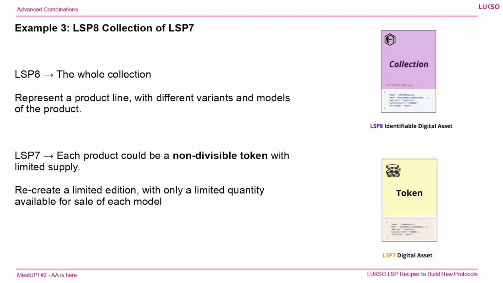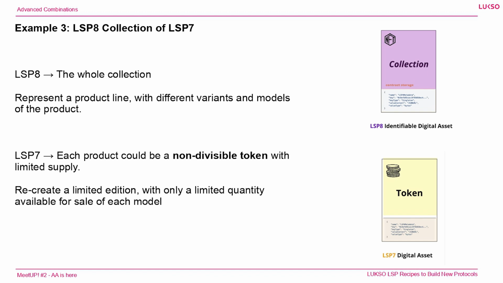Okay, the last example of advanced recipes is LSP8 collection of LSP7. This sounds quite complex, but if you look at it from a real-world perspective, it's something probably that everyone has encountered. So what we can do is create an LSP8 collection to represent the product line, and each NFT is actually a smart contract. It's a token. Each NFT is another token contract, and the token contract is basically a limited edition of an item with a limited quantity available.